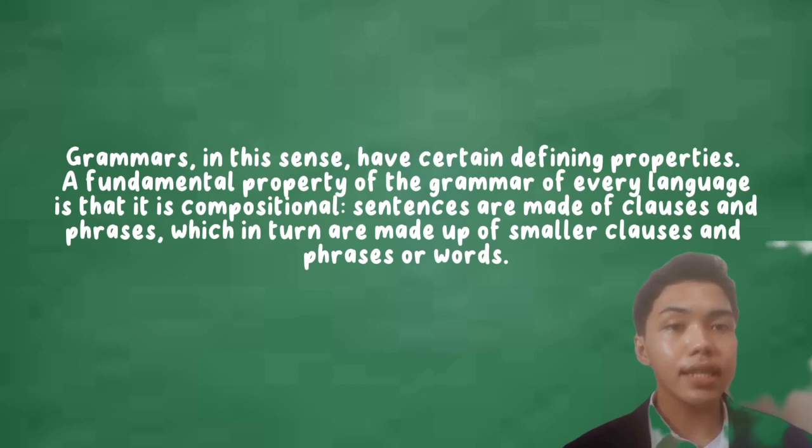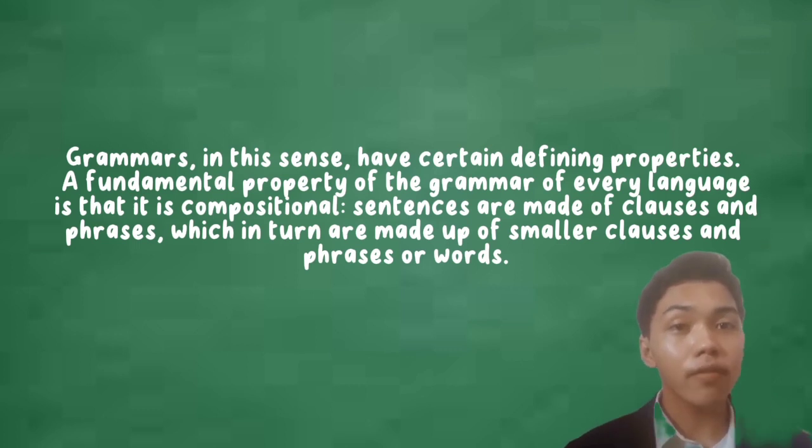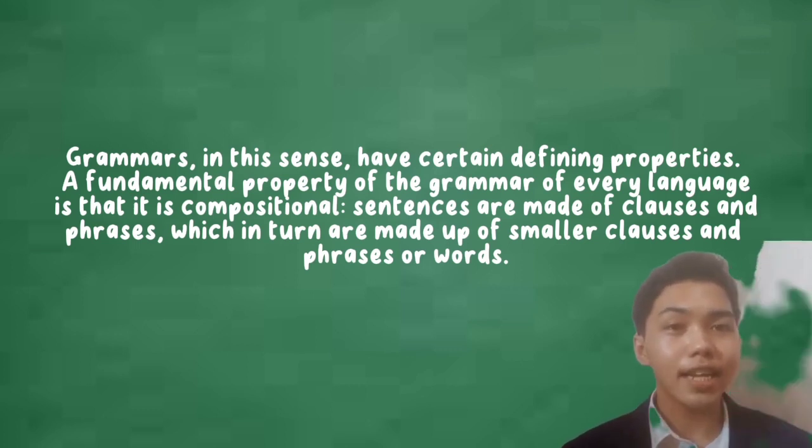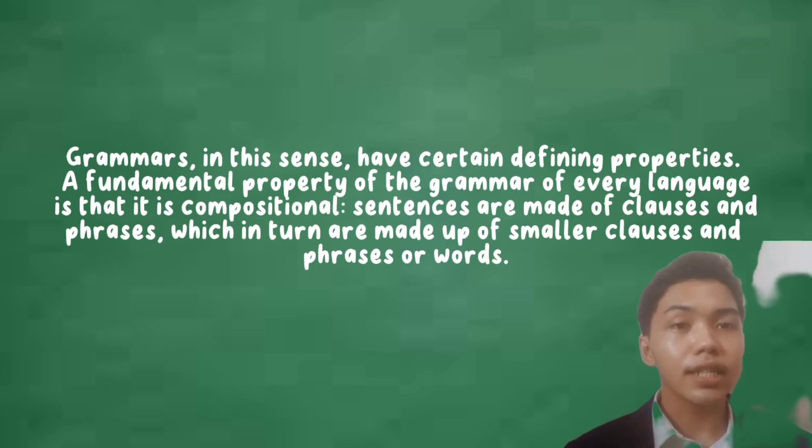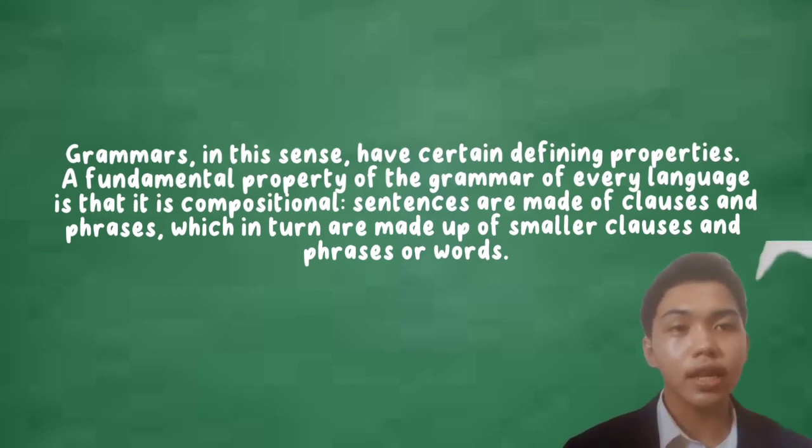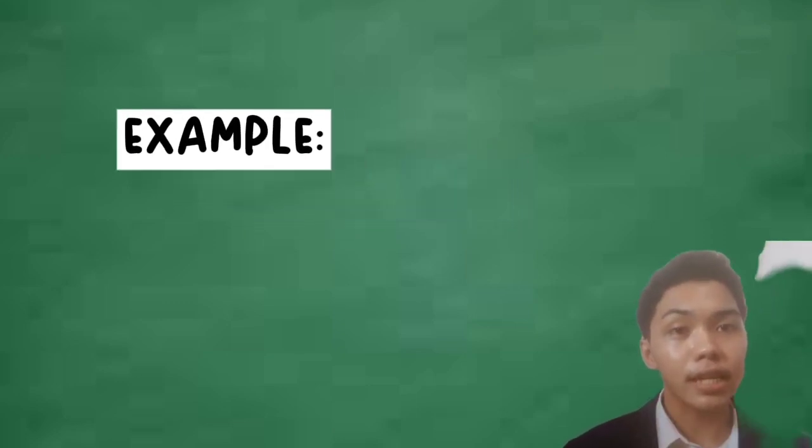Grammars, in this sense, have certain defining properties. A fundamental property of the grammar of every language is that it is compositional. Sentences are made of clauses and phrases, which in turn are made up of smaller clauses and phrases of words. So this is an example of compositionality.